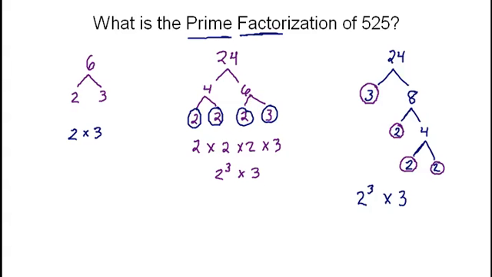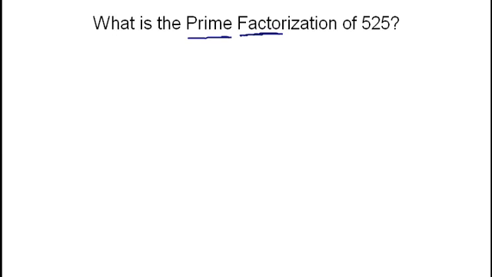So now that we know something about prime factorization, let's tackle the original question. What is the prime factorization of 525? So let's begin by writing the number to be factored at the top. And we'll put in our 2 branches. So what will our first 2 factors be? Well, this is where knowing your divisibility rules would be really helpful. I noticed that the last digit is a 5. So that means that this number must be divisible by 5. And that means that 5 must be a factor.